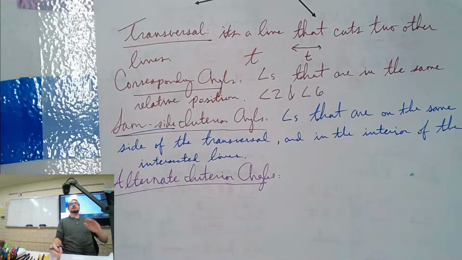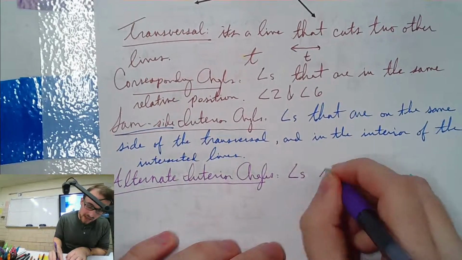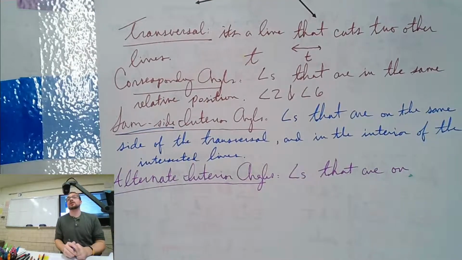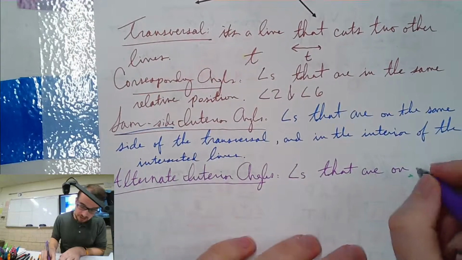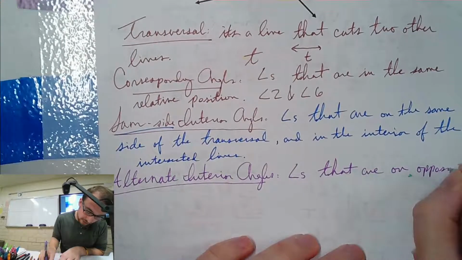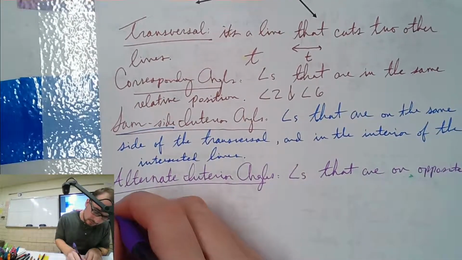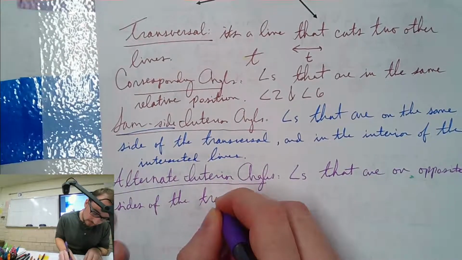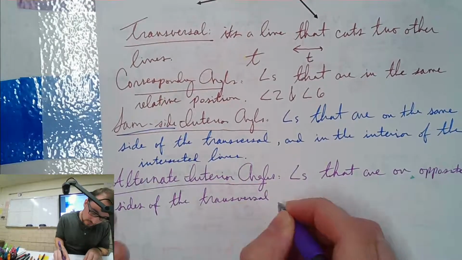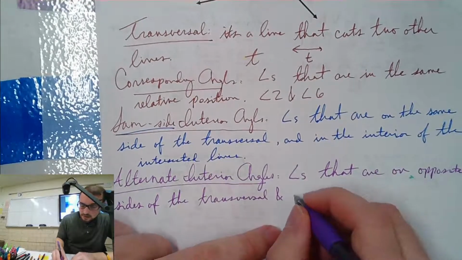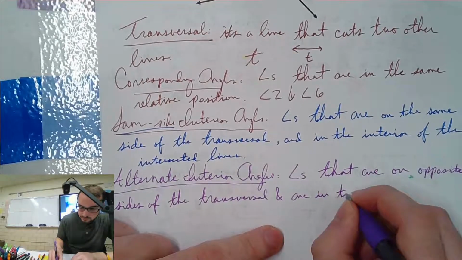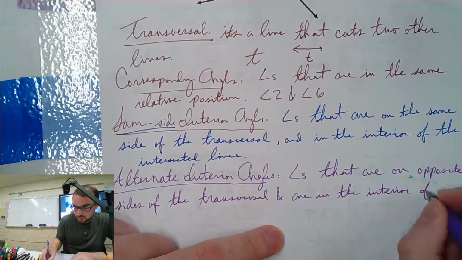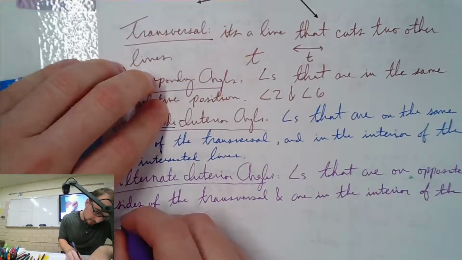Alternate interior angles are angles that what? Alternate, on opposite sides. Go, Rosie. Rosie's on fire. This is what I do. Of the transversal. And are in the interior, right? Be specific. Interior of what? Interior of the intersected lines.